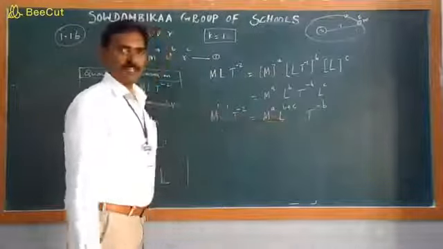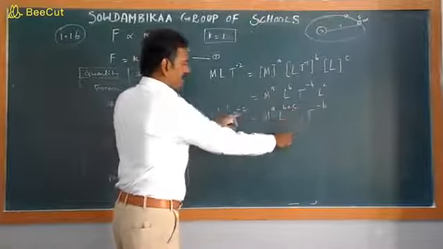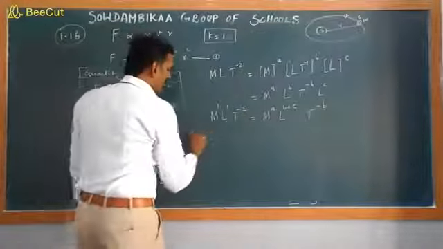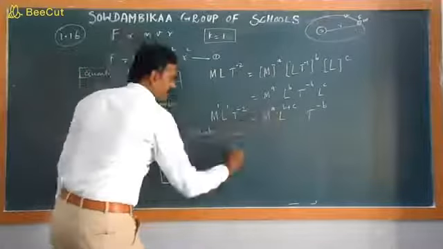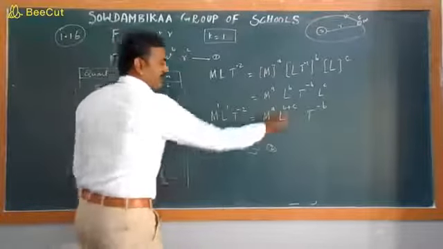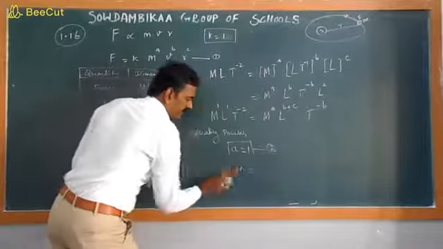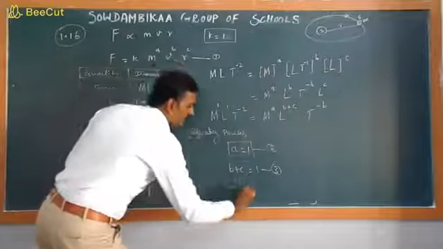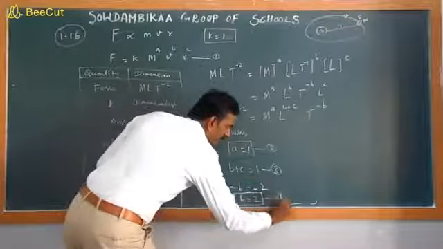Then equating the powers on both sides: a is equal to 1, b plus c is equal to 1, and minus b is equal to minus 2. So equating powers, a is equal to 1, which we take as equation number 2. Then b plus c is equal to 1, taken as equation 3. Then from minus b is equal to minus 2, b is equal to 2. Two values are obtained, the a value and the b value.